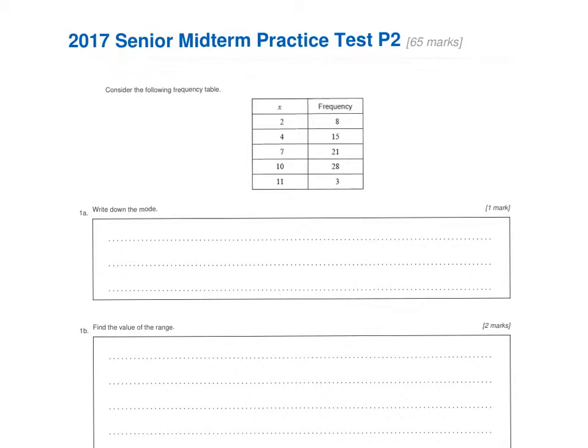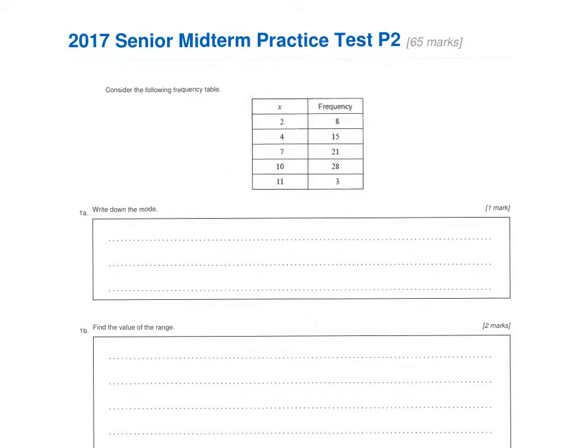Okay, so the first question on the calculator section tells us to look at the frequency table. Just for a very quick refresher, this means that as far as our data set, there was a 2, a 4, a 7, a 10, and 11. And in fact, there was not just a single 2, there were 8 2s in our data set. There were 15 4s in our data set, 21 7s, 28 10s, and 3 11s. That's how our frequency table is set up.